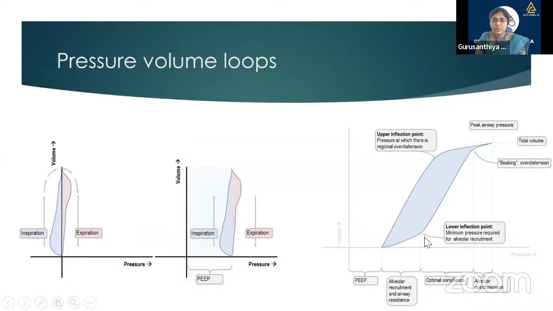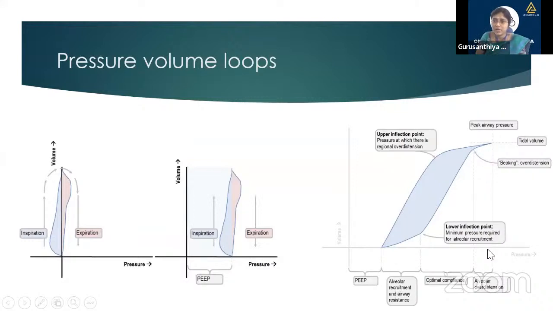What is compliance? Change in volume for change in pressure. So you have given, say, 1 centimeter pressure, the volume has increased. Say you've given 2 centimeter pressure, again the volume has increased. But here you have given so much pressure, but the volume has not increased drastically, which means the alveoli are not open yet. Only here have the alveoli opened, leading to a change in the volume when the pressure is applied. So this is beaking or over distension.